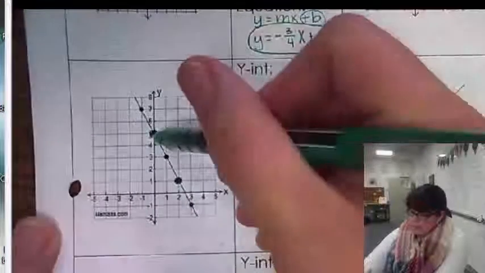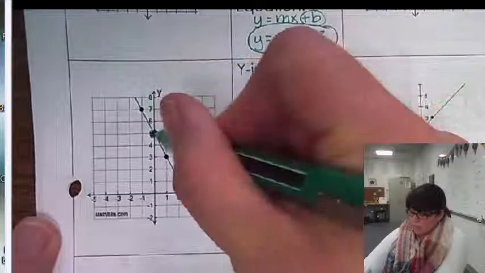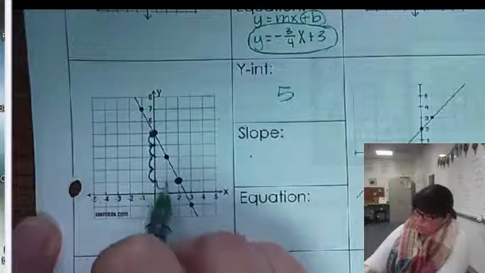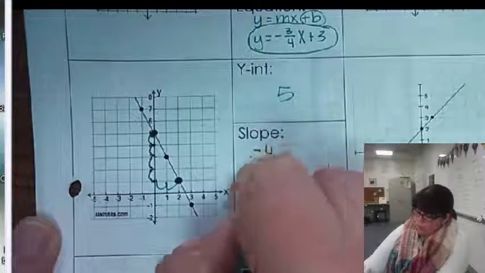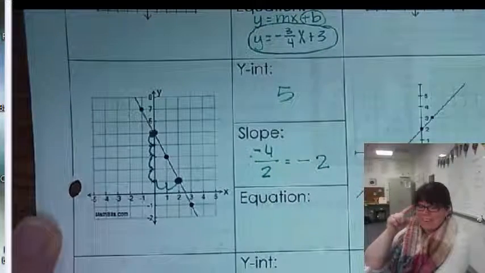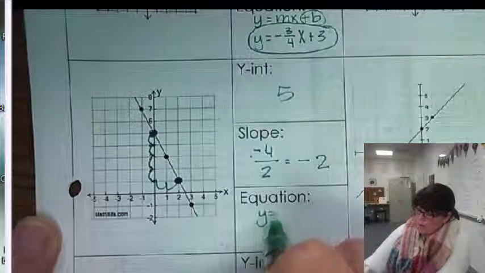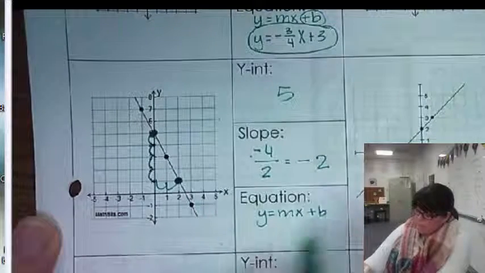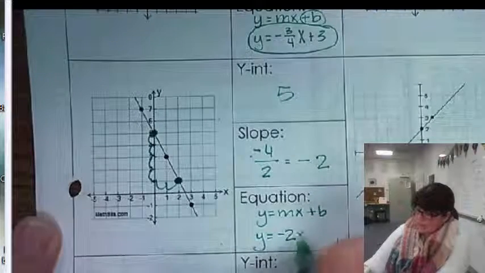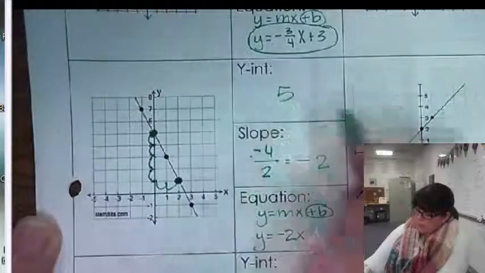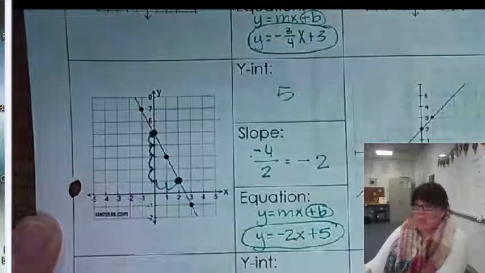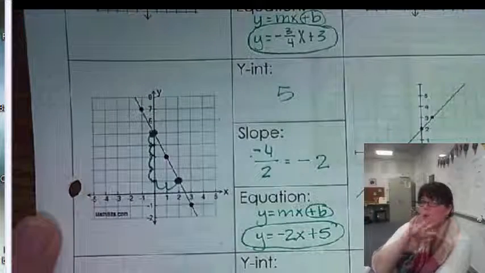So the first thing I'm going to do is rise, up or down. This looks like it's going down. 1, 2, 3, 4, and then run 2. So I'm going to go down 4, run 2, and that is going to simplify to -2. Is that what you got for your slope? I hope so. Our equation form is y equals mx plus b. So y equals m, which is my slope, -2, times x, and then my y-intercept is +5. There we go. Y equals -2x plus 5. Hope you got it. Let's do one more, and then you're totally on your own.